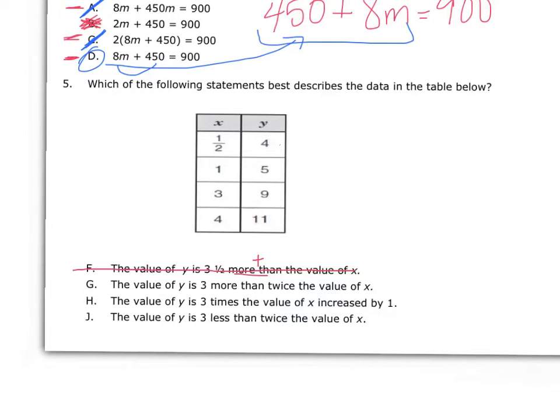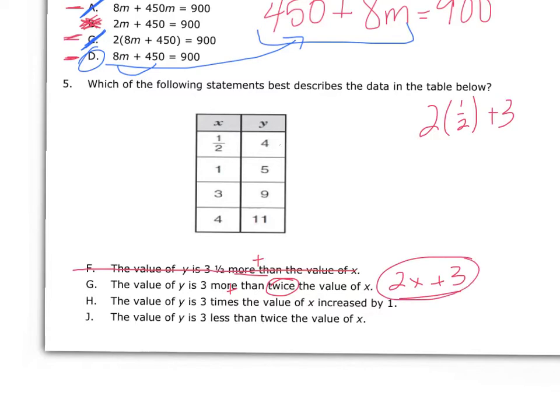Okay, so G says the value of y is 3 more than twice the value of x. 3 more means I'm going to add 3 to something. Twice means I'm going to multiply by 2. So this is my equation for that one. So instead of x, I'm going to put in the 1/2 right there. So 2 times 1/2. Then I put the plus 3, because that's what we had here in our equation.